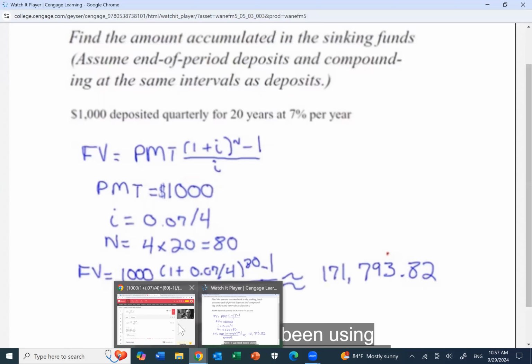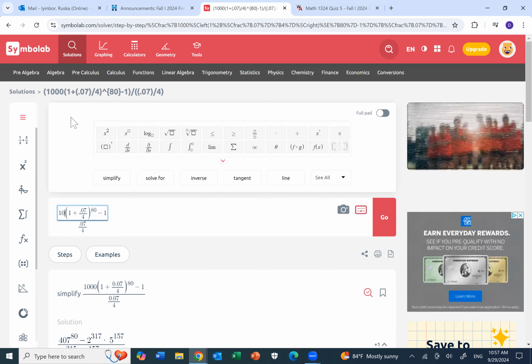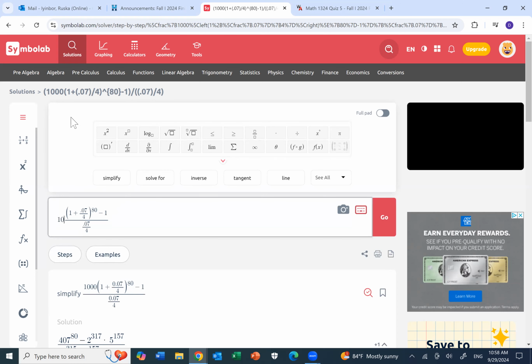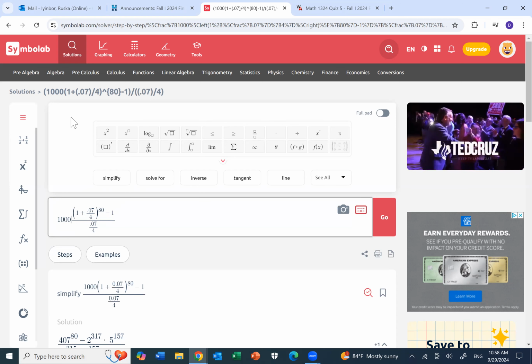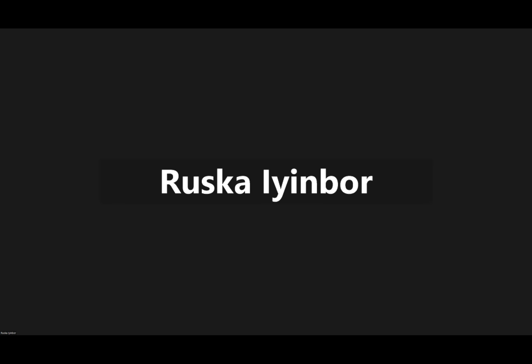The 1,000 is not on the top of the fraction. The 1,000 should be in front of the fraction. So I'm deleting it and putting 1,000 in front. And then I do multiply, which is here next to the division. Let me show you. Oh, sorry.